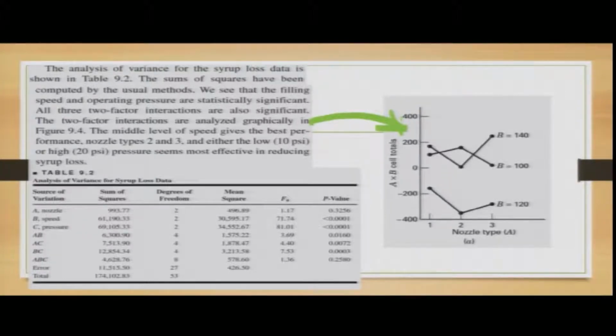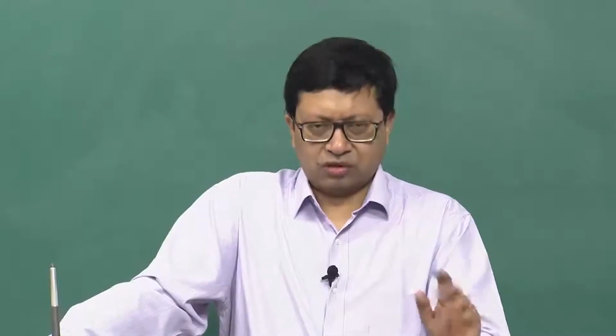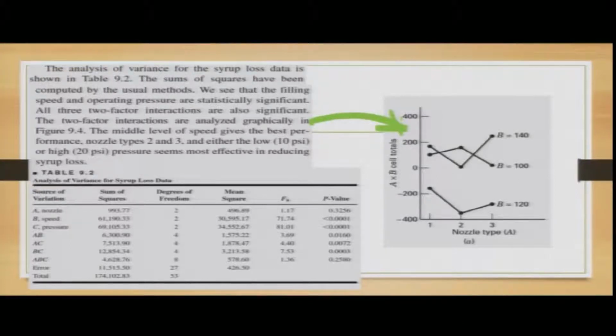If you consider the source of variations, they are given in the leftmost column, which is A, the nozzle, B the speed, C the pressure, and the different combinations are there. You have AB, which is speed and the nozzle dimension. Then AC would be the nozzle dimension and the pressure. Speed and pressure means at what pressure you are filling that aerated drink. If you have a combination of BC, it means the nozzle dimension is kept fixed, and the speed and pressure are being varied.